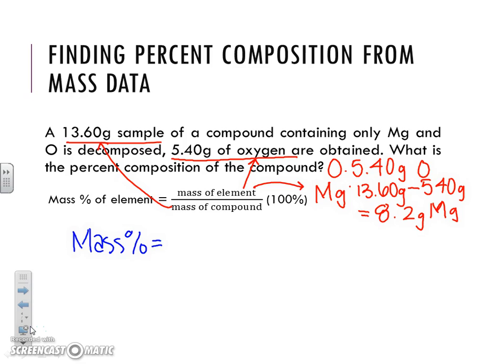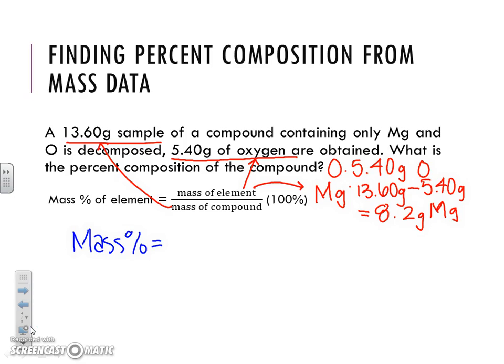So we were talking about the fact that we know the mass of the compound, which is 13.6 grams. We know the mass of the element oxygen, 5.40 grams, and we were able to calculate the mass of the magnesium: 13.6 grams minus 5.4 grams gives us 8.2 grams of magnesium.